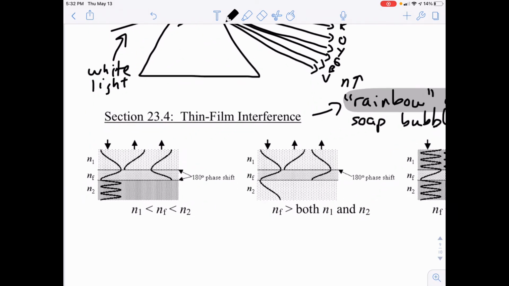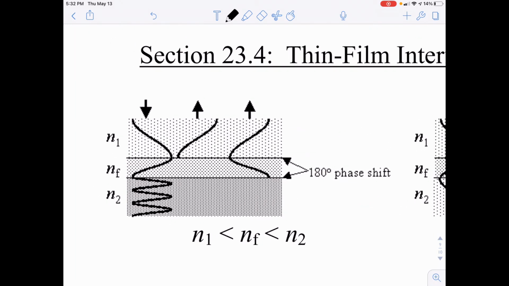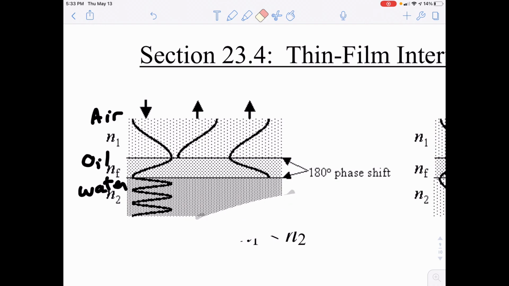Here's what you end up with. You have a place where a wave comes in, and you can see it's entering a thin film. Maybe this is a case where we have air, oil on top of water. The wavelength is getting smaller when you get into the oil, and even smaller when you get into the water, because the index of refraction is getting higher and higher as you go from the film to the water.